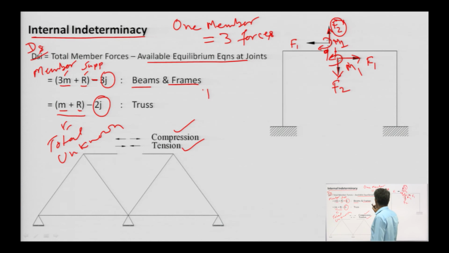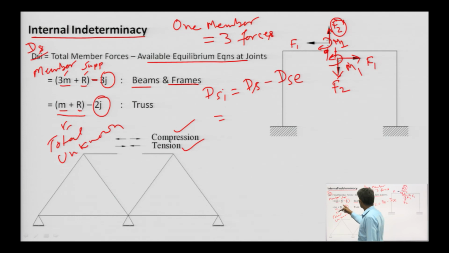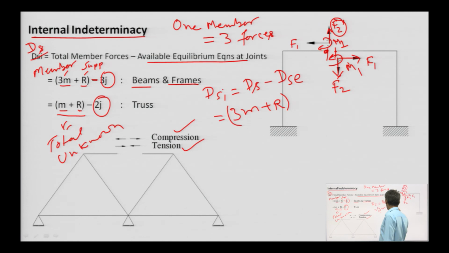So, DSI will be total DS minus DSE. Put this in first for beam and frame: the value of DS is 3m plus R minus 3j, minus DSE, which is R minus small r.